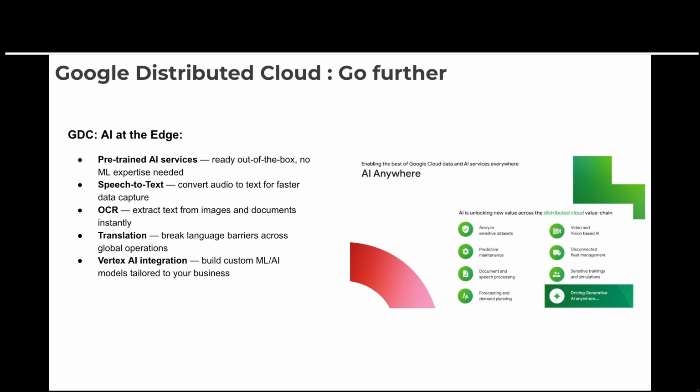But if you need something more custom, GDC integrates with Vertex AI, and that means you can build, train, and deploy your own machine learning models right at the edge using the Google AI platforms. You don't need to send sensitive data to the public cloud. So simply put, GDC brings Google-grade AI to wherever your data lives.